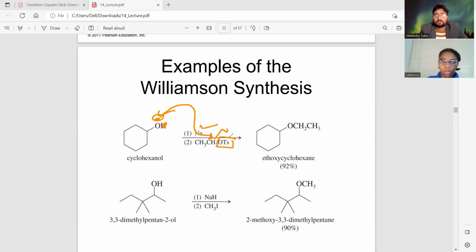So this group will leave over here and you will get this compound, with the functional group C-O-C. This is called an ether, and the yield of this reaction is 92%. And this is called ethoxycyclohexane.